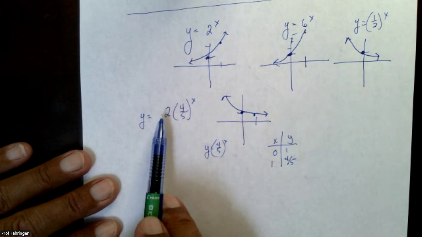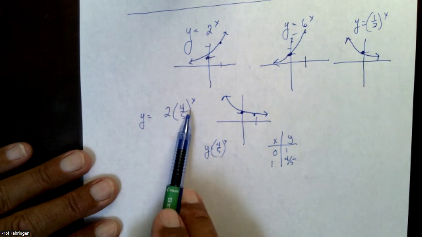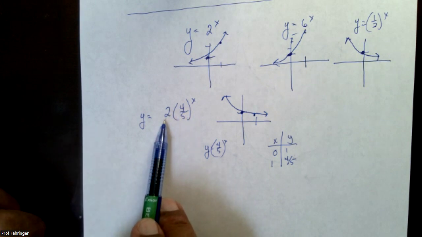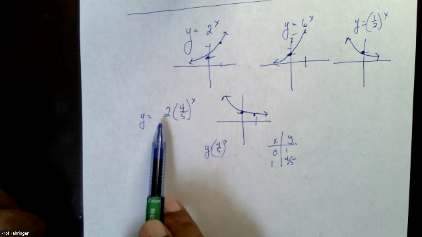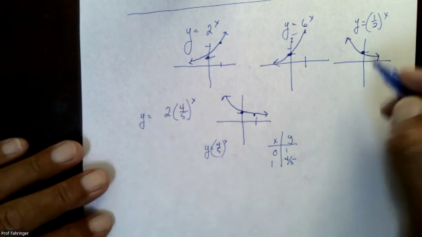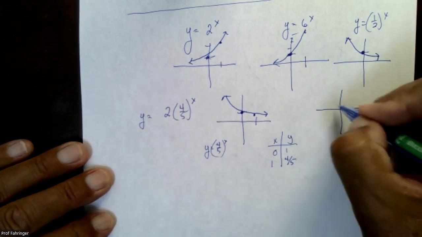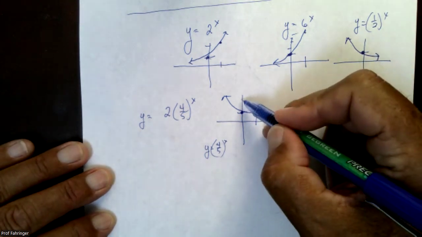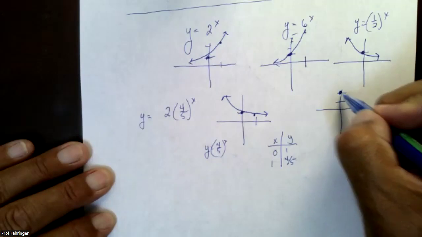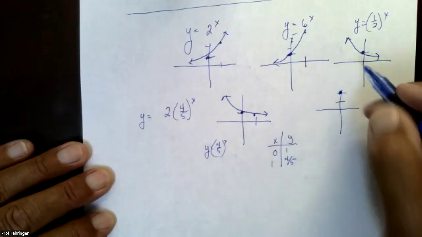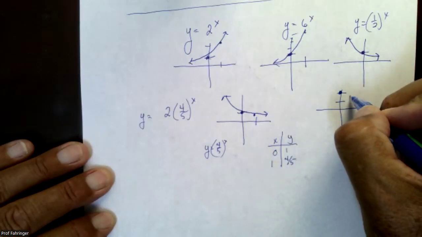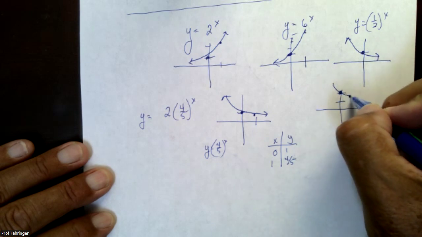Now, what's the 2 do? This says take a number and multiply it by 2. Oh, okay. So it's going to double everything. So instead of being at 1, it doubles it up to 2. Instead of being at 4/5, it's going to double it up here to 8/5.